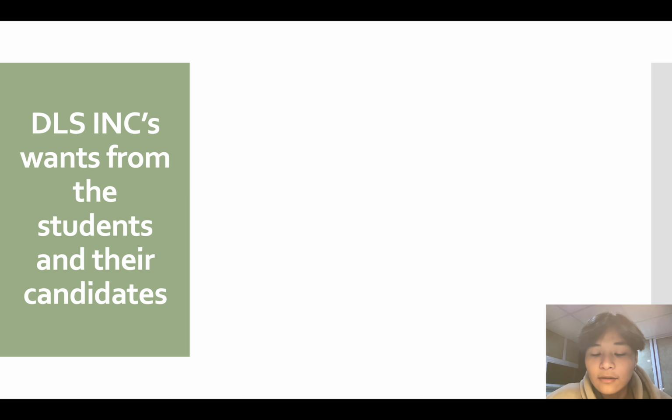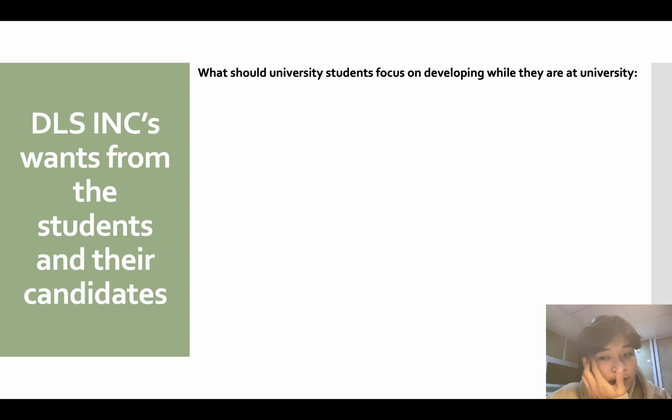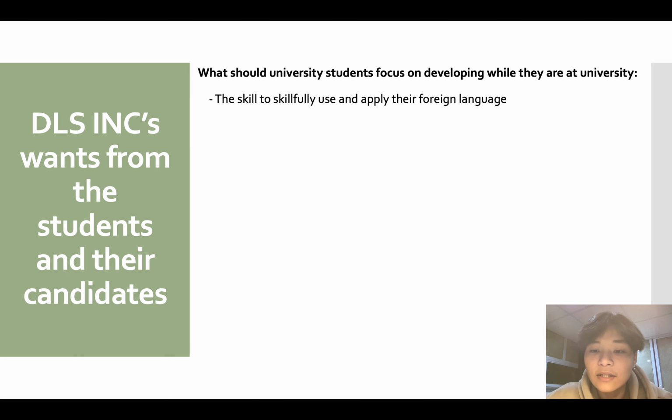Now let's look at what DOS incorporation wants from the university students and their candidates. So what should university students focus on developing while they are at university? So according to Mrs. Hong, the first skill that they have to learn is the skill to skillfully use and apply their foreign language. So there are many students who have good English certificates such as IELTS but don't have the ability to use the language. The reason for this is that when they studied English, they learned how to get good marks for the certificate instead of learning how to really use the language.